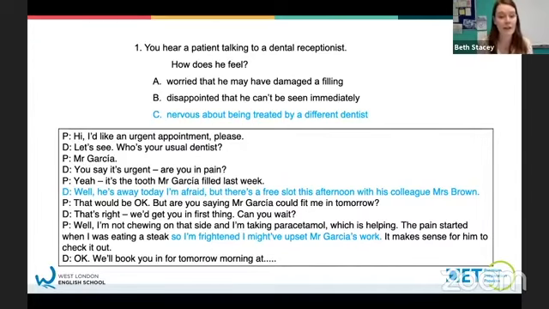And if we look at nervous about being treated by a different dentist, again, it's the same thing. So he's away today, I'm afraid, but there's a free slot with his colleague, Mrs. Brown. And he doesn't say that he's nervous. He says, that would be okay. Now, the distractor here is when it says, I'm frightened I might have upset Mr. Garcia's work. It sounds like maybe he's nervous, but this is not our answer.